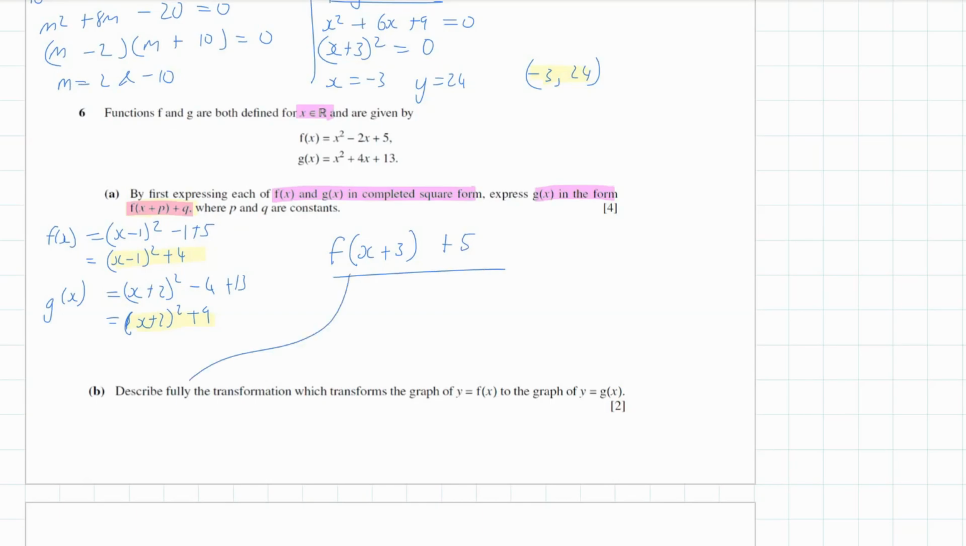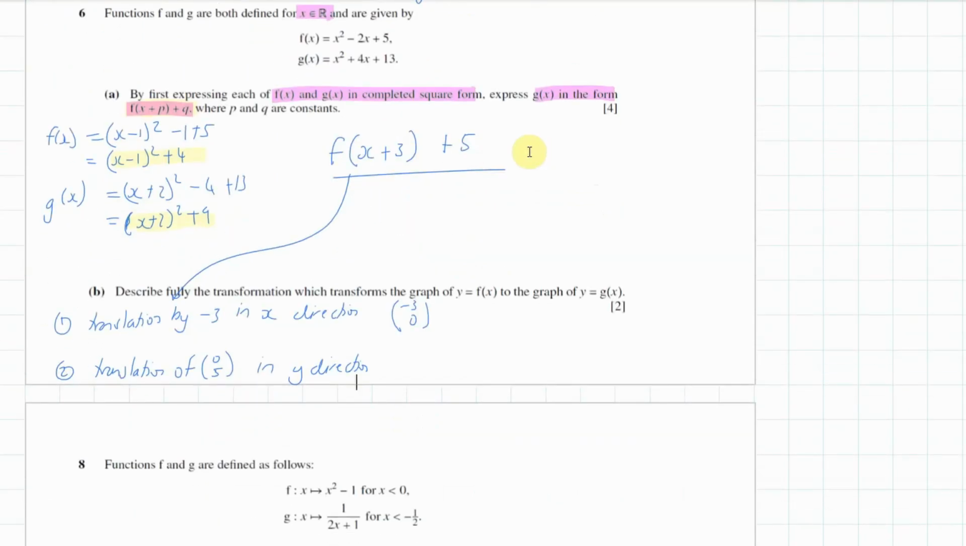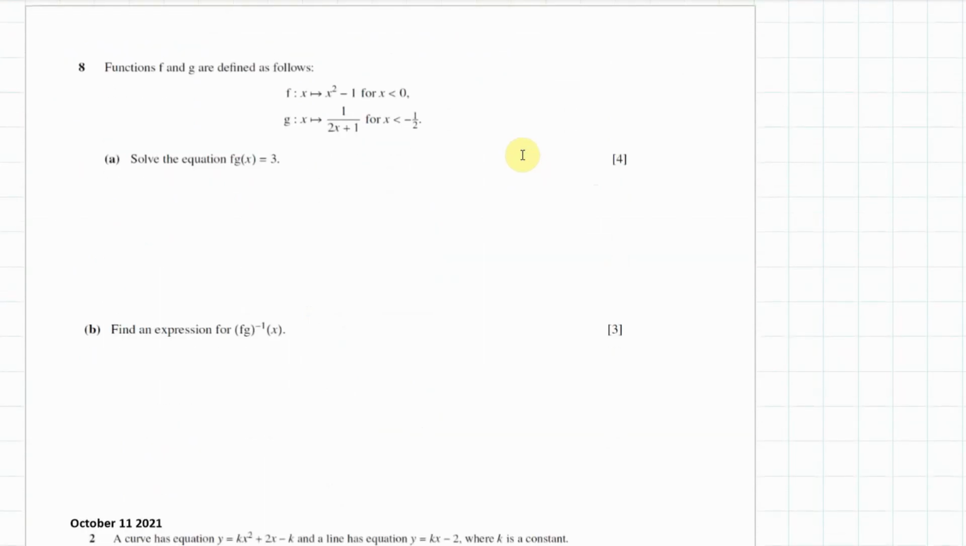Okay, so we're going to use that information down here. So first of all, translation by -3 in the x direction. So that's like this. So that's the first one. And number 2 is translation of, that should be sufficient, I imagine. I've given the vector anyway. Okay, this is long. Okay, right, what have we got here? Functions f and g are defined as follows.